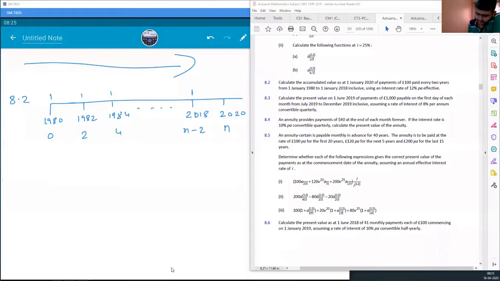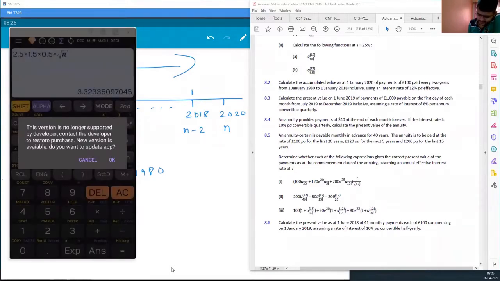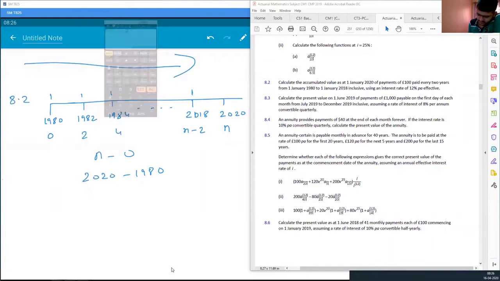So how many number of years? All you have to do is your n minus 0. So that would be 2020 minus 1980. This is very simple. This is just 40 years. Otherwise also, even if you have some odd numbers or some not direct numbers, you can directly calculate it this way. So this gives us that our n is equal to 40. So we have in total 20 payments because we are doing payments once every 2 years.